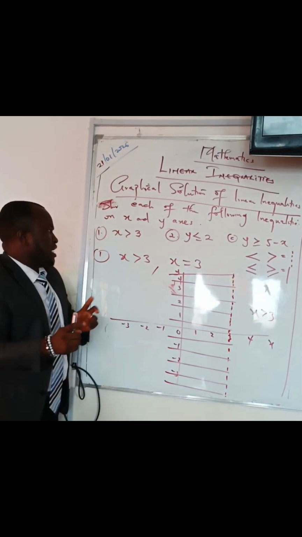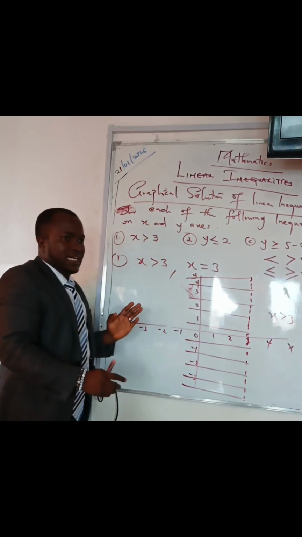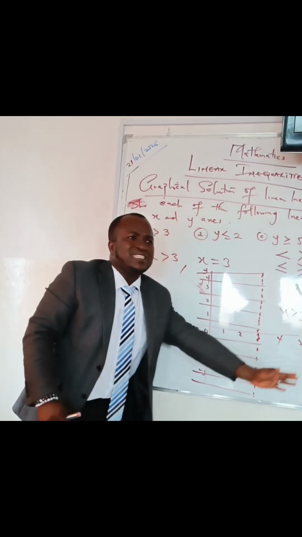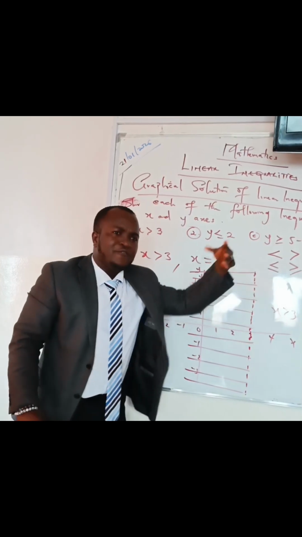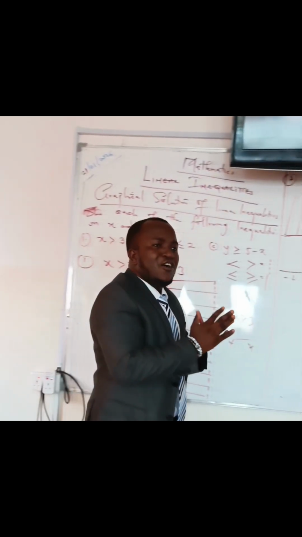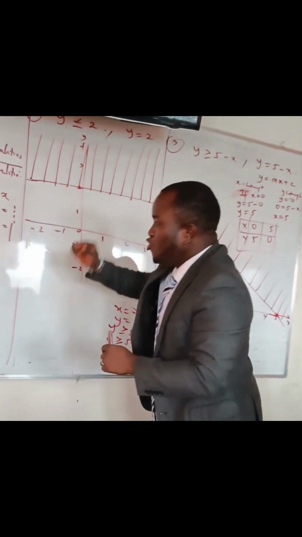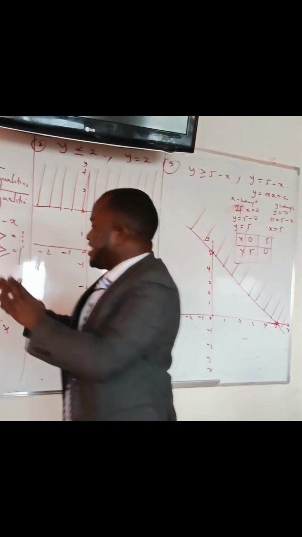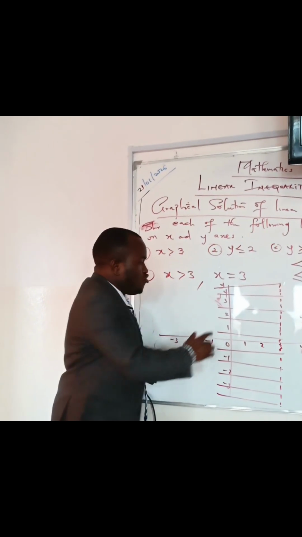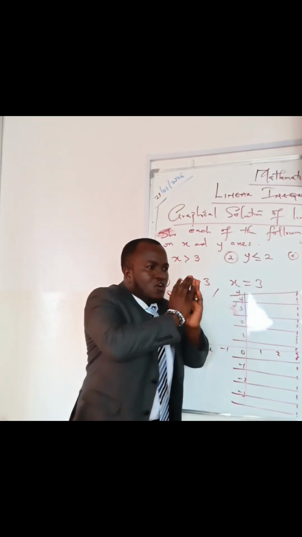Now, the next thing we need to look at is where are we going to shade? Is it the right hand side or the left hand side? Now, x greater than 3. All the numbers after 3 are greater than 3. You have 4, 5, 6, and so on. Another thing you need to take note of about the criteria of graphical solutions of linear inequality is that you are only going to shade the side that is not required. Are you getting it? You are shading the side that is not required. The side that is required, you will leave unshaded.